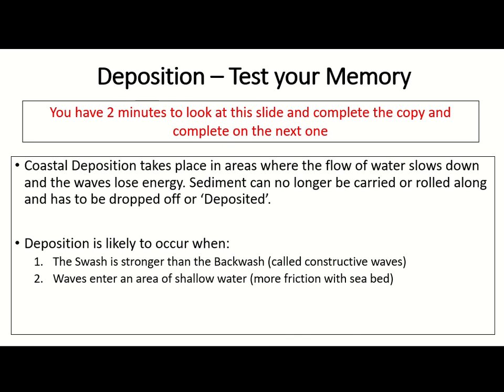A second reason deposition can happen is if waves enter shallow water. So if the water gets shallower, then the waves that are carrying the sediment will start to hit the bottom, and they'll get friction with the seabed, and because they get friction, they slow down, and they lose their energy, and they lose their ability to carry sediment, so they drop it off as well. They are unable to carry their sediment because they no longer have the energy.